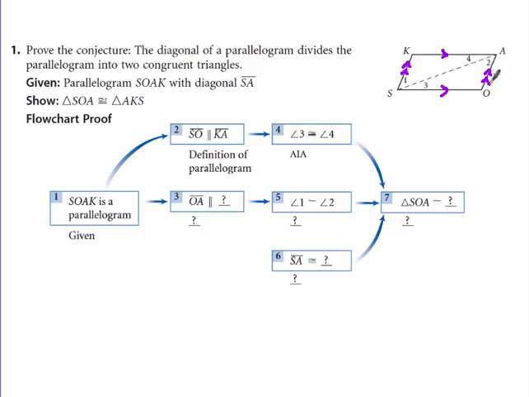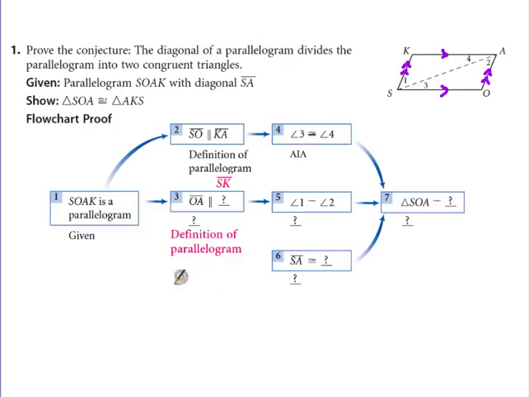So let's go ahead and see what I have in my flow chart. I already have that SOAK is a parallelogram. SO is parallel to KA, which I have marked. I also know that OA is parallel to what? SK. Reason?